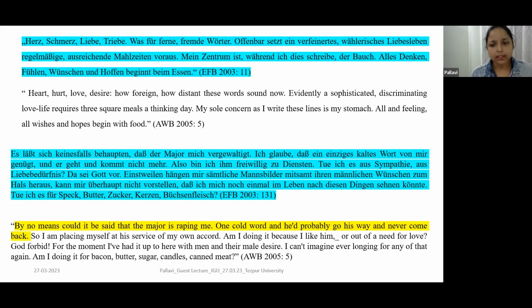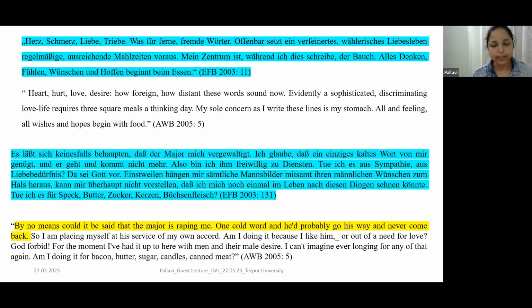So the second example from the quote from the book actually makes the book controversial, where she writes, "By no means could it be said that the major is raping me. One cold word and he would probably go his way and never come back."